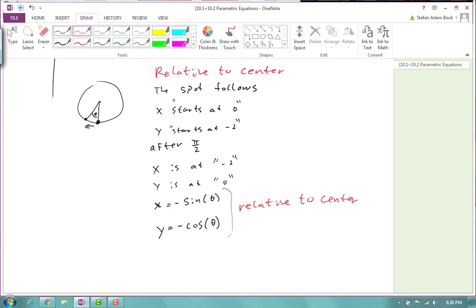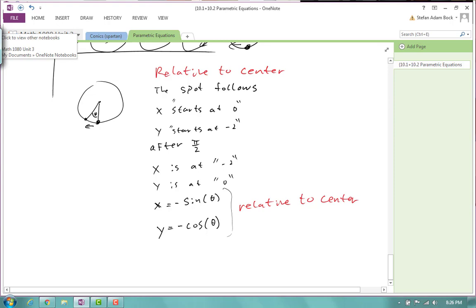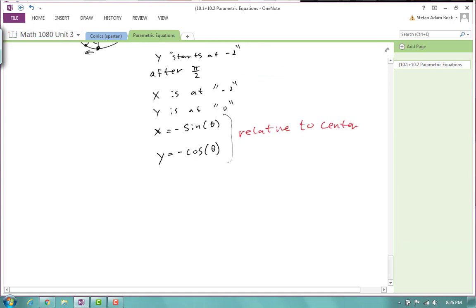So since those are relative to the center, I should find out where my center is going to be. Well, if my wheel of radius 2 makes one full revolution, how far will the wheel have traveled? Well, one full revolution rolling along the ground is going to be one whole circumference.